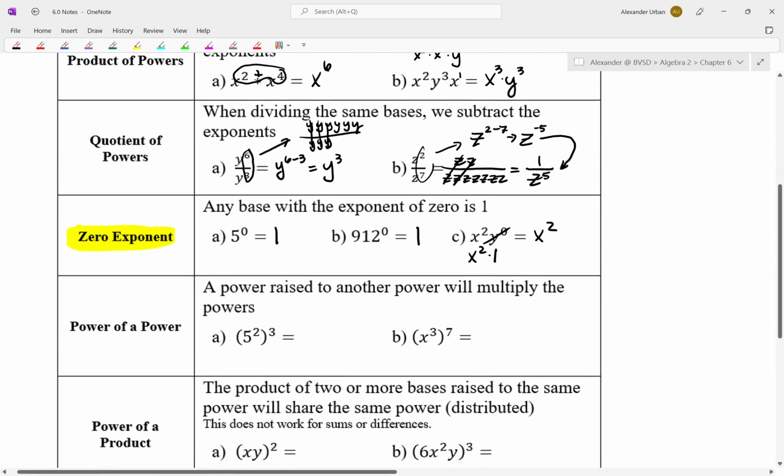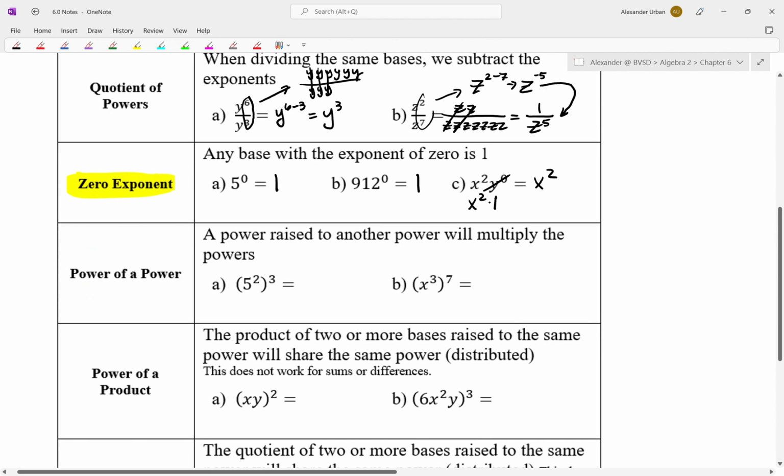All right. Feel free to pause at any time. Go back to the video and review. This time we're going to raise a power to another power. And so the rule is a power raised to another power will result in multiplying said powers. So this is now 5 raised to the 2 times third, which is going to get 5 to the sixth.